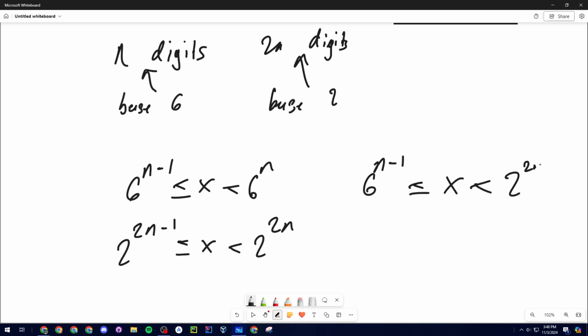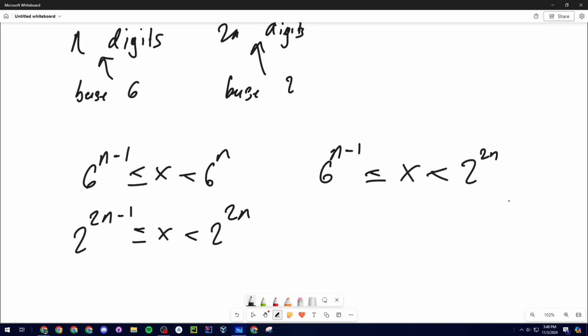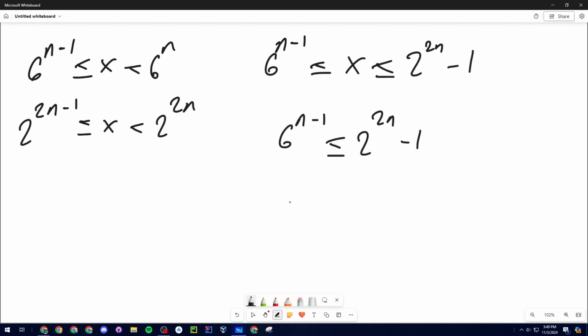But since I'm looking for an integer, we can just change this to 2 to the 2n minus 1 and then set that to a less than or equal to sign. Convince yourself why that's true for integers. But yeah, so now at this point, I don't really care what x is. I just need to find an n that satisfies this. So 6 to the n minus 1 is less than or equal to 2 to the 2n minus 1. Now, let's literally just plug in numbers. If n is equal to 3, then we have 36 and 32.